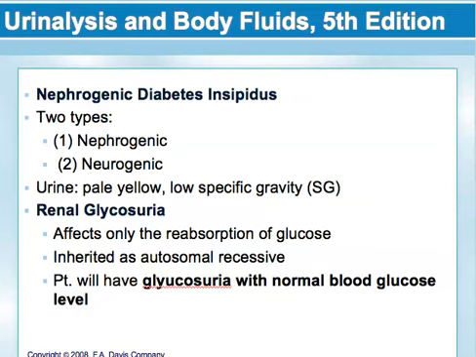In renal glycosuria, this is an inherited disorder that affects the body's ability to reabsorb glucose from the glomerular filtrate. So patients with this disorder will have increased urine glucose with normal blood glucose levels. This is caused either by a decreased number of glucose transporters in the tubules or a decreased affinity of the transporters for glucose.